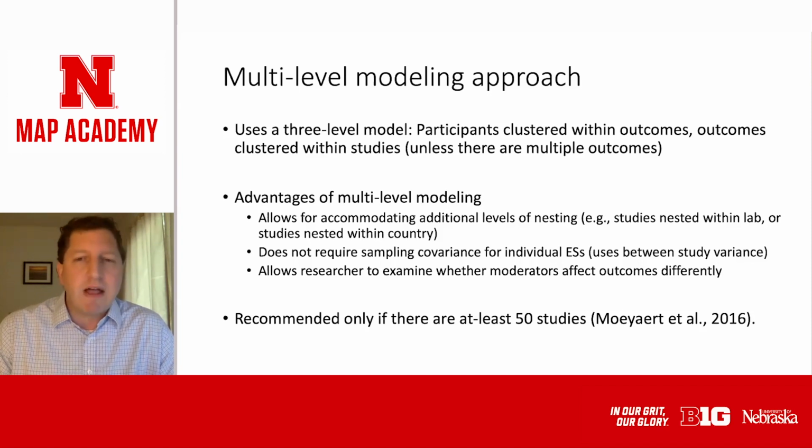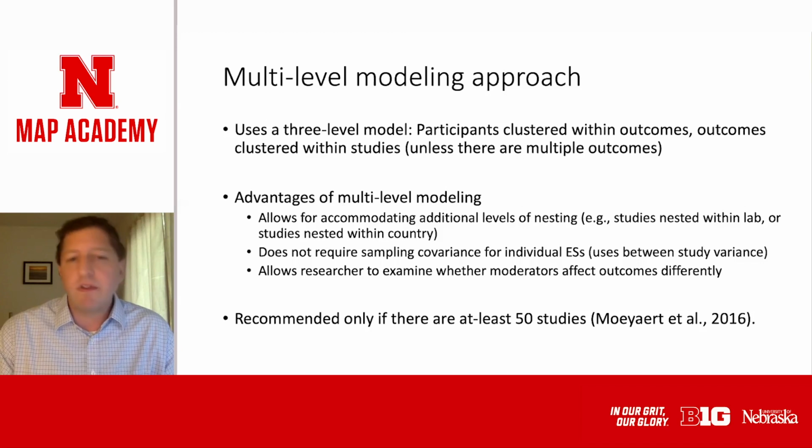Now, if there are multiple outcomes, you would think that it wouldn't hold, because the participants would be clustered under one outcome, and then the same participants would also be clustered in another outcome. And so that doesn't exactly work. But, as it turns out, we can still use this method anyway. It doesn't really model the variance at that participant level, so it allows us to still get pretty robust findings from this.